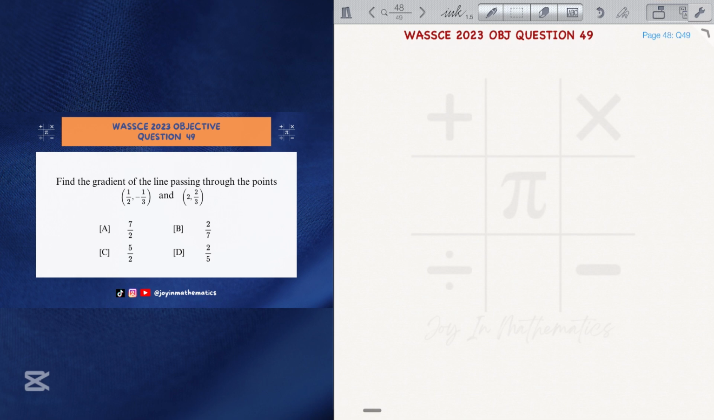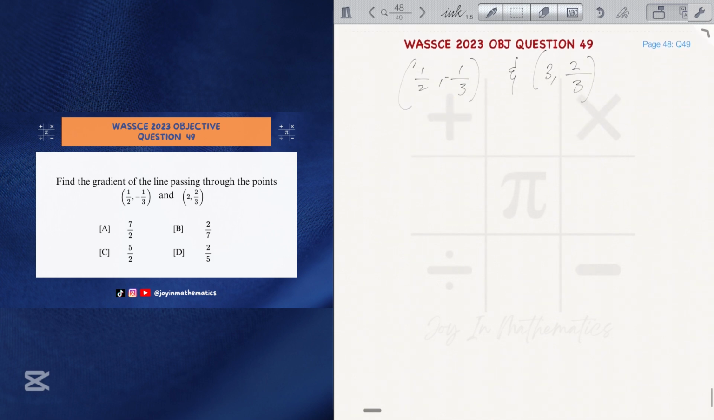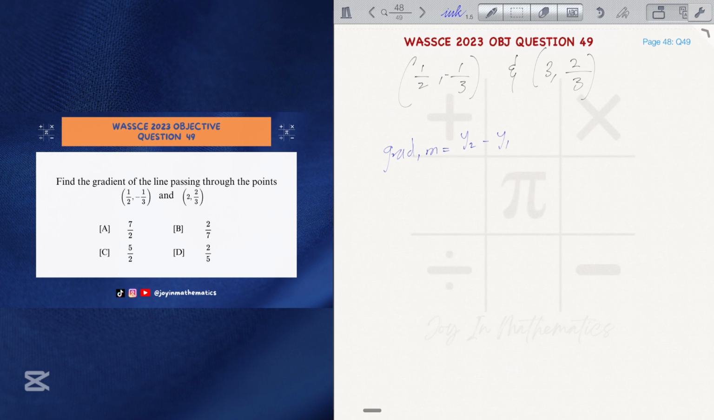That's question 49. The question says, find the gradient of the line passing through the points 1 over 2, minus 1 over 3, and 3, 2 over 3. So in view of that, we are looking for the gradient. What is the formula for gradient? Gradient M is equal to y2 minus y1 divided by x2 minus x1.